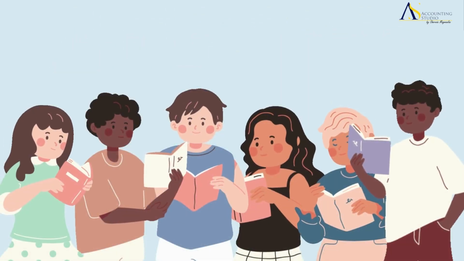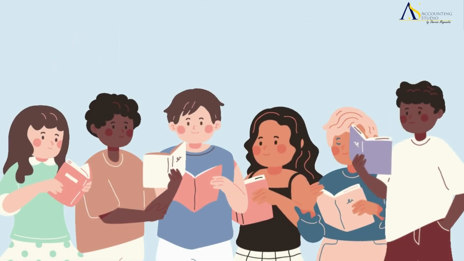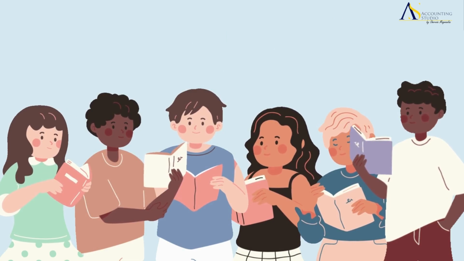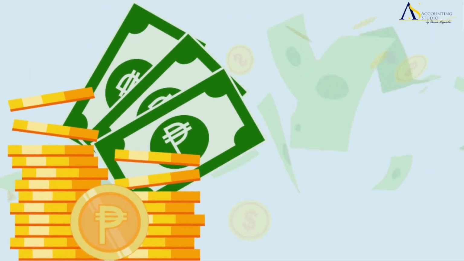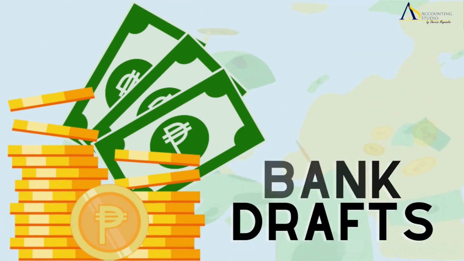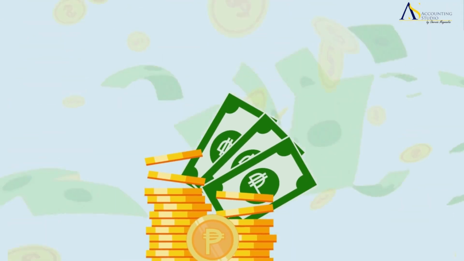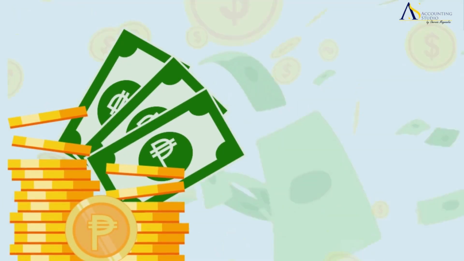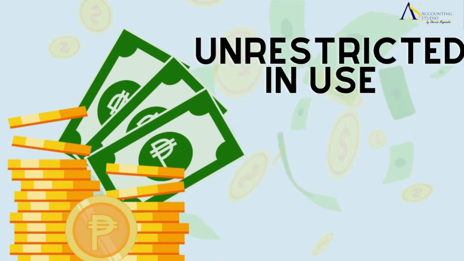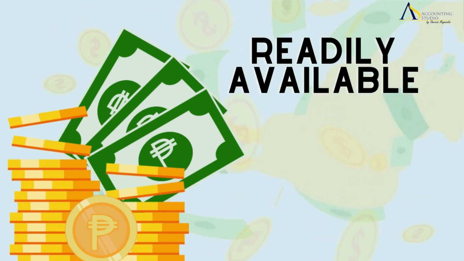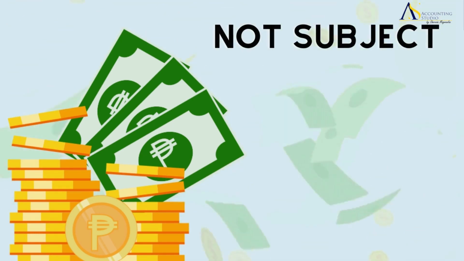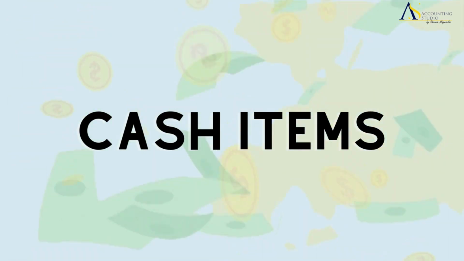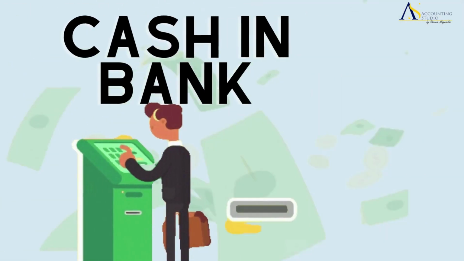As contemplated in accounting, cash includes money and any other negotiable instrument that is payable in money and acceptable by the bank for deposit and immediate encashment. Accordingly, cash includes checks, bank drafts, and money orders because they are acceptable by the bank for deposit and immediate encashment. Thus, to be reported as cash, an item must be unrestricted in use. It must be readily available in the payment of current obligations and not be subject to any restrictions, contractual or otherwise. Cash items included in cash are cash on hand, cash in bank, and cash fund.